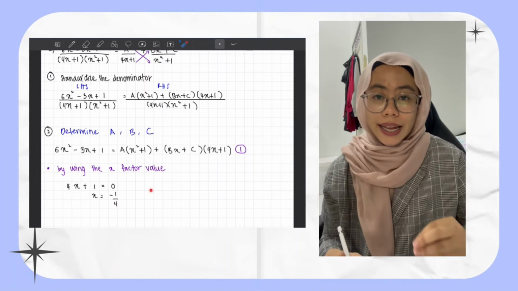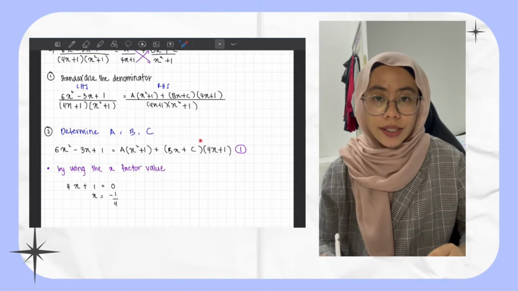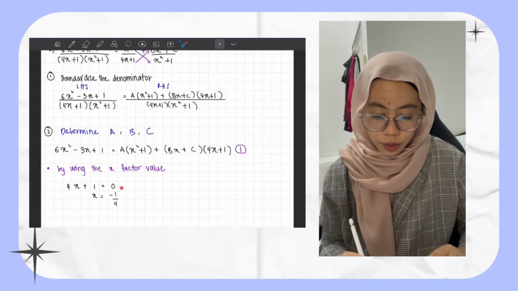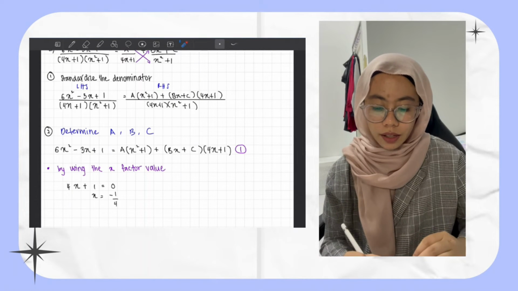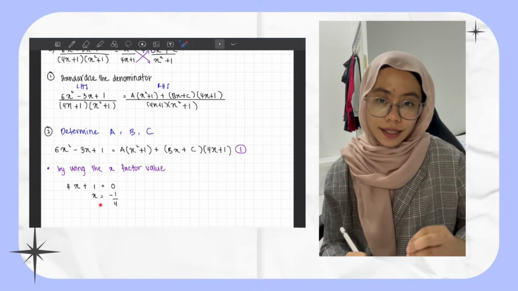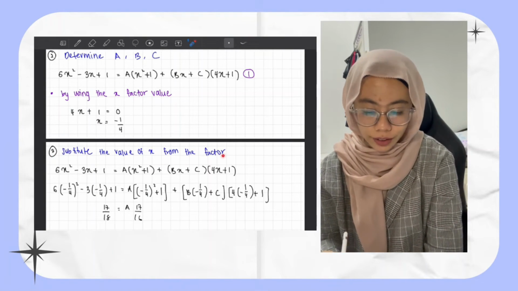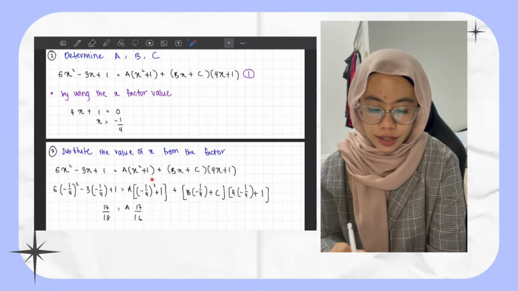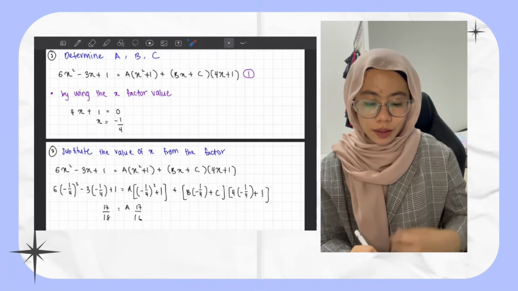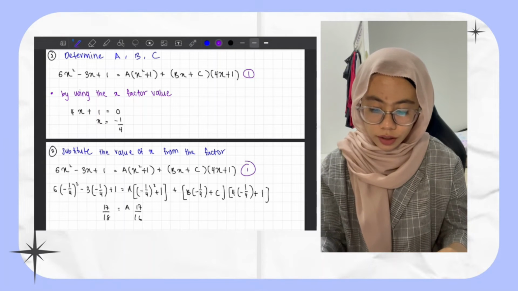So how do we determine a, b, and c using this factor value? We take 4x plus 1 equal to 0, so our x value is -1/4. That is the second step. The third step is to substitute the value of x from the factor. This is our equation from the start, and we just need to substitute the value of x inside this equation.